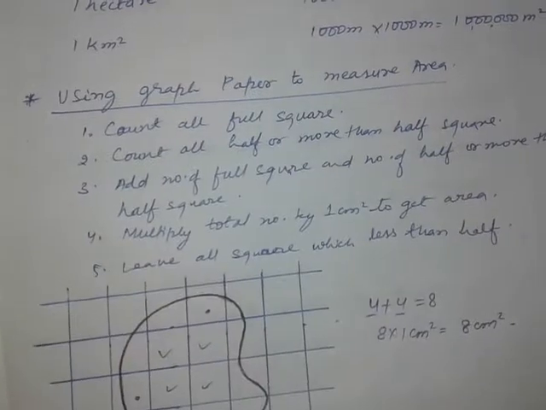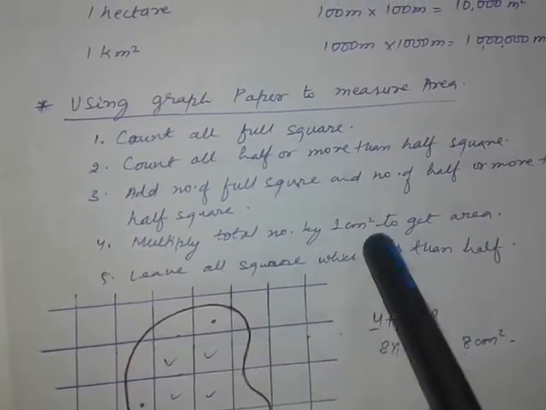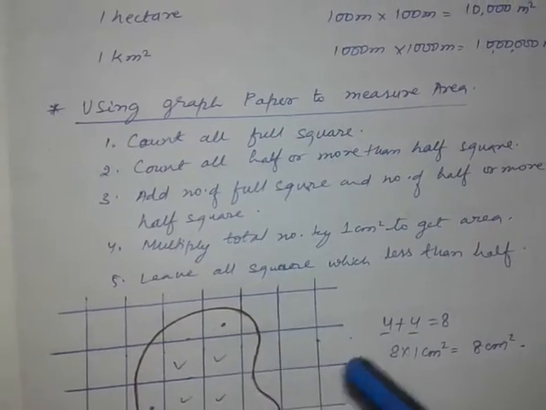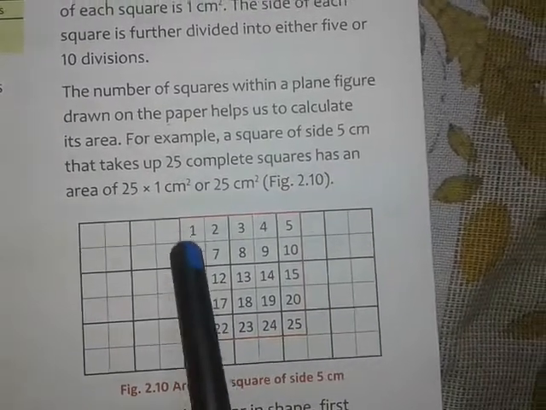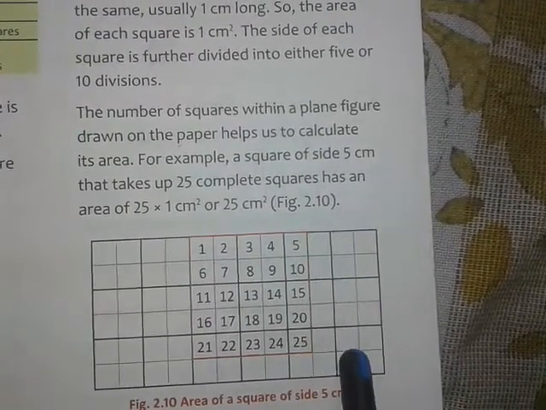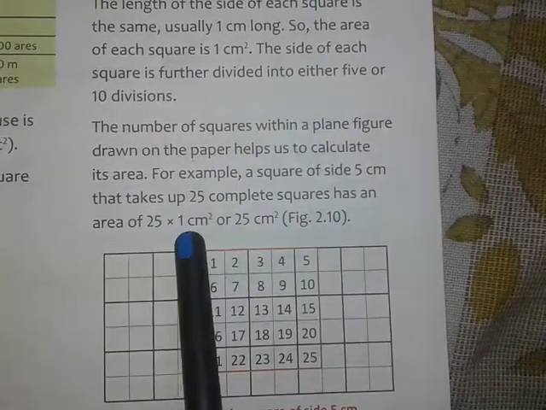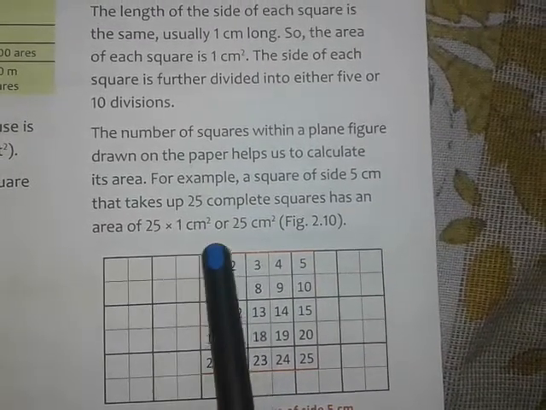The second topic is using graph paper to measure area. Suppose you are given a regular surface, here a square. We only count the full squares, because it covers all the boxes completely, that is 25. Then we multiply 25 with 1 centimeter square, because the area of one small square is 1 centimeter square.